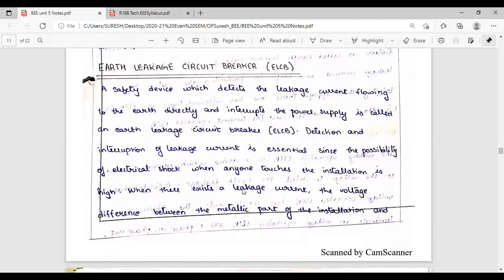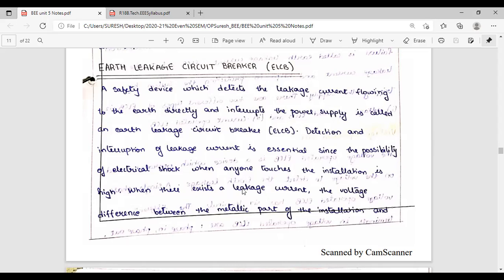What is an earth leakage circuit breaker? In your house, are you giving earthing? Yes, sir. Why are you giving earthing? To prevent shocks, to avoid the shock. What is the resistance of earthing? I think it is 0. Yes, resistance is 0. If resistance is 0, then the entire current will flow into the ground, so that we will not be affected with shock.